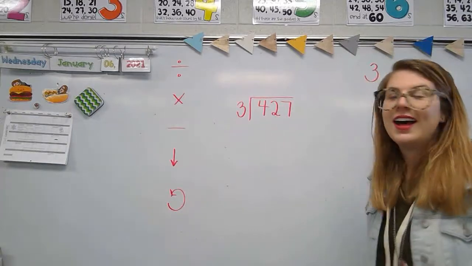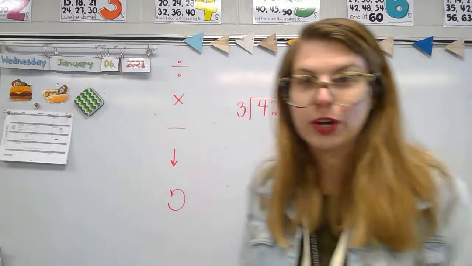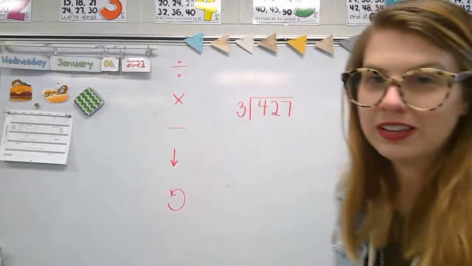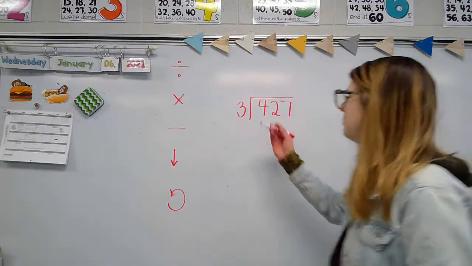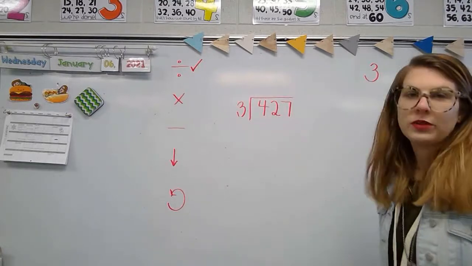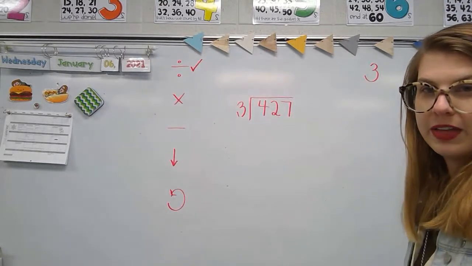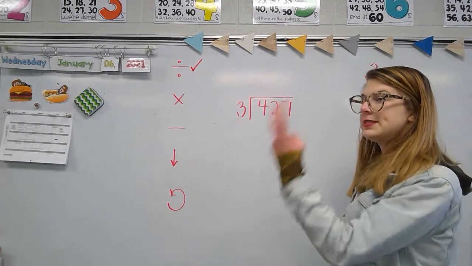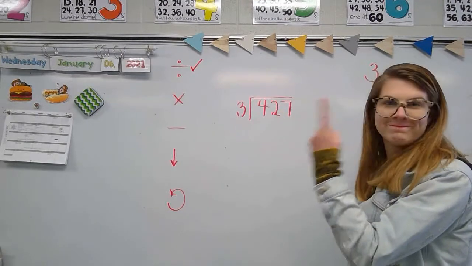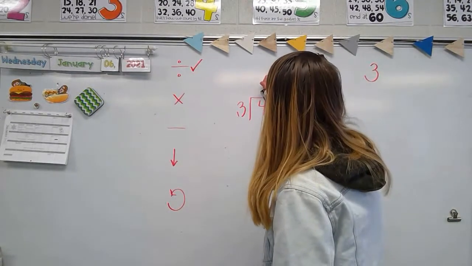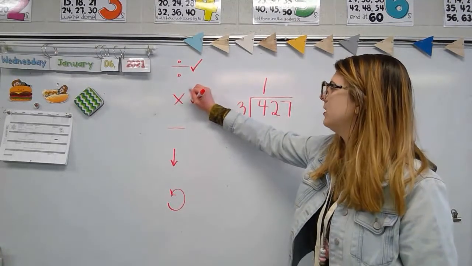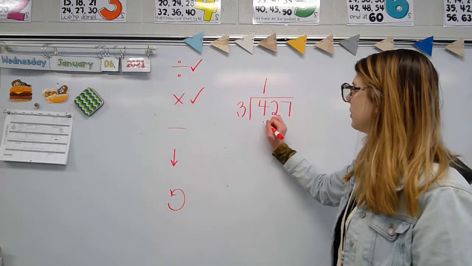Okay. All right, we'll do the same as yesterday. We're going to practice 2 together, and then the third one, you are on your own, my friends. So let's get going with our first problem. Step 1, divide. How many groups of 3 can we pull out of that number 4 without going over? 3, 6, too far. 3, that's it. 1, 3 times 1 equals 3.